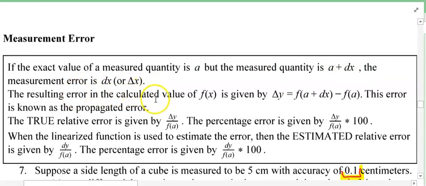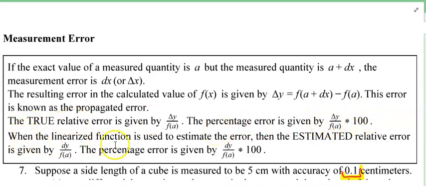The resulting error in the calculated value of f of x is given by delta y is equal to f of a plus dx minus f of a. This error is known as propagated error because it's propagated from the measurement in your x. It's transferred to an error in your f of x. The true relative error is given by delta y over f of a, and the percentage of the true relative error is delta y over f of a times 100. So you're making it a percentage, you multiply it by 100.